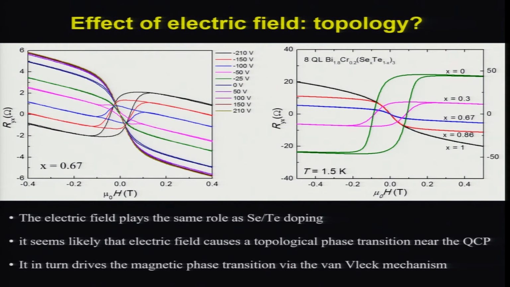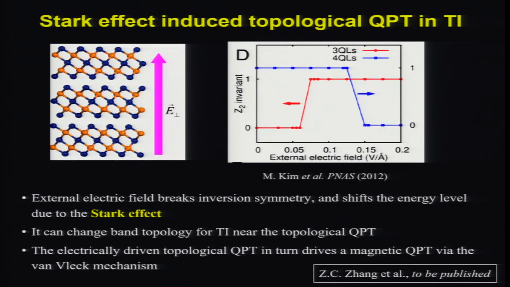Now, if we compare the gate voltage dependence and the selenium-tellurium doping dependence, there's actually a very strong resemblance. We have explained that this is caused by the topological phase transition, followed by a magnetic phase transition. So we believe the physics here could be very similar, but we need more help from the theorists. We talked to Shoucheng Zhang and Jing Wang's group at Stanford, and they said it could be due to the so-called Stark effect, which is the shift of the energy level by an applied electric field.